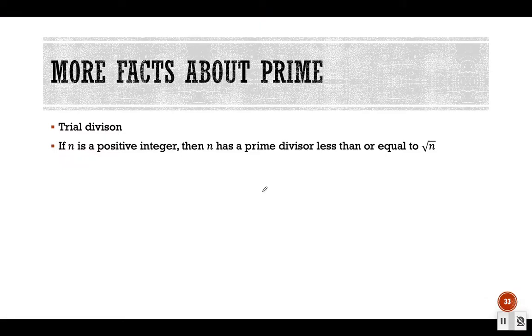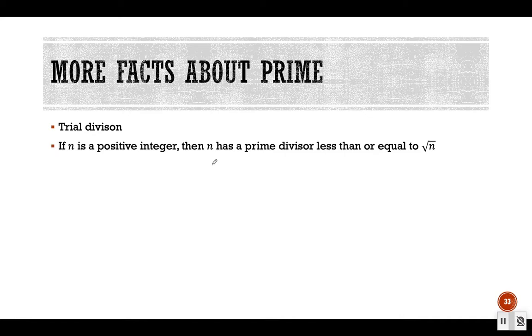Hello everyone. So let's talk about the trial division property of prime numbers. The trial division property says that if n is a positive integer, then n has a prime divisor less than or equal to the square root of n.